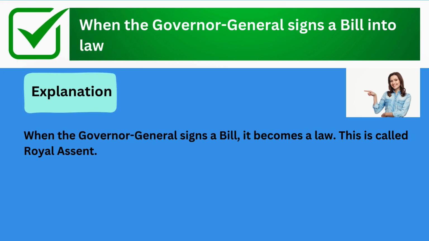The correct answer is when the Governor-General signs a bill into law. Explanation: when the Governor-General signs a bill, it becomes a law. This is called royal assent.